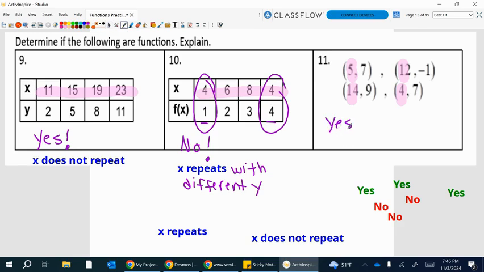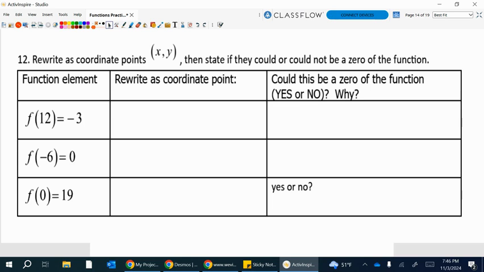Yes, this is a function, and that is because x does not repeat. Okay, and I'm going kind of quickly, but you can pause this at any point. All right, rewrite as coordinate points. That means rewrite means write again.